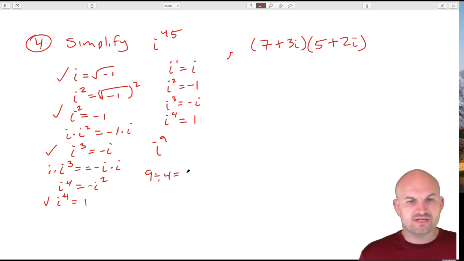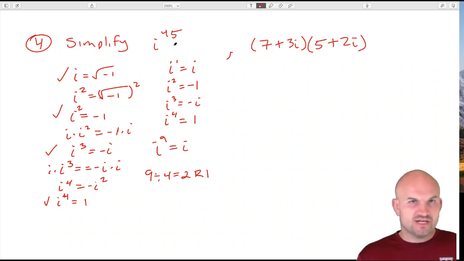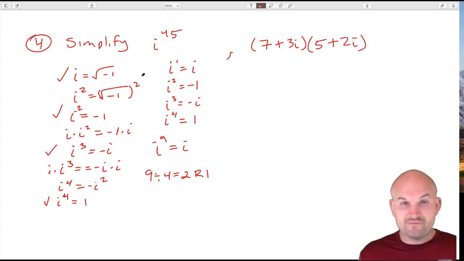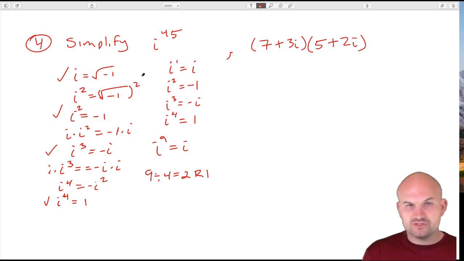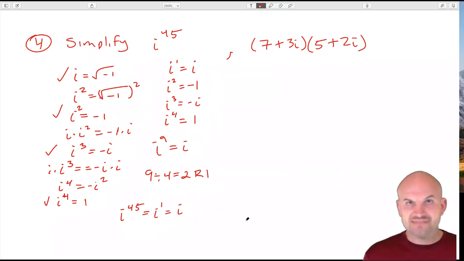So 9 divided by 4 is going to be 2 with a remainder of 1. And that's why i to the 9th would just be i, because it has a remainder of 1. So for i to the 45th, all you really have to do for any of these is take 45, or whatever your number is, and divide it by 4. We know that 4 times 10 is 40, do another round of 4s would be 44. So therefore, i to the 45th is the same thing as i to the first, which is just i.